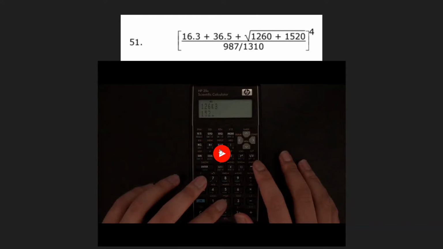So once I get my result for the inside of the bracket, once I divided, I pressed 4 and then I pressed y to the x. That got my number inside the bracket and then raised it to the 4th power. And that should get your result.